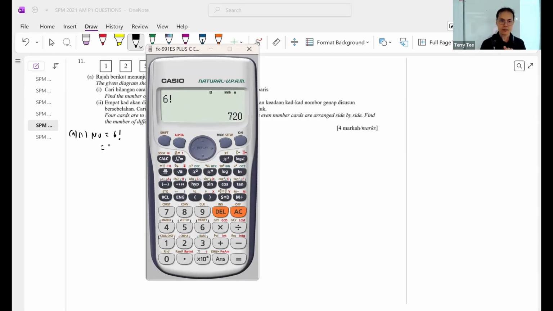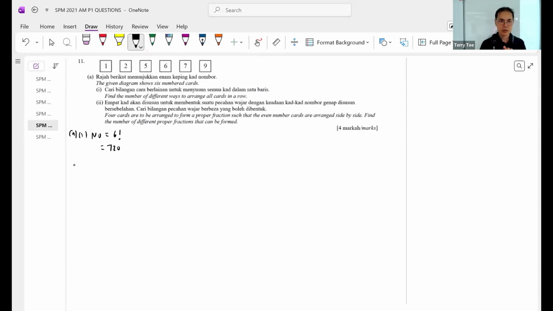Okay. Now, next, Roman 2. Okay, 4 cards are to be arranged to form a proper fraction such that even number cards are arranged side by side. Find the number of different proper fractions that can be formed. Okay, do you understand this? What is a proper fraction? A lot of people don't know the terms. Proper fraction means the numerator is the top.